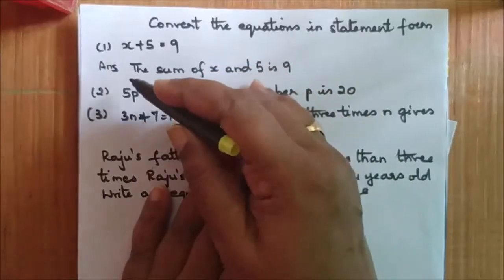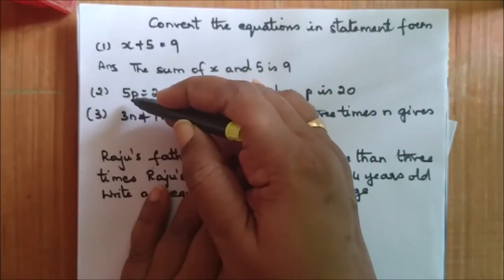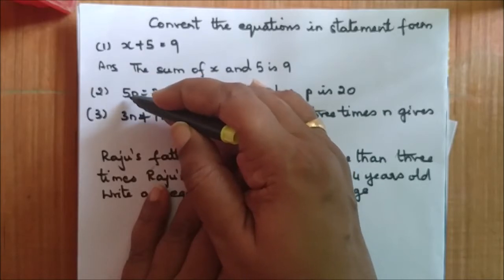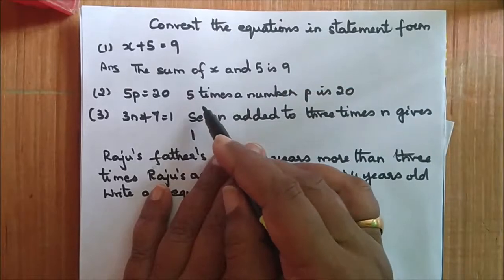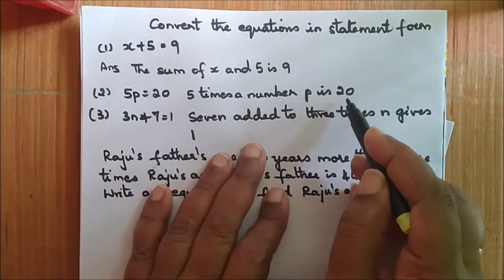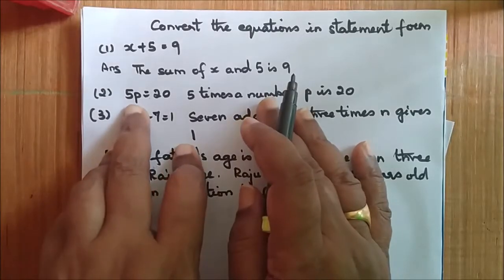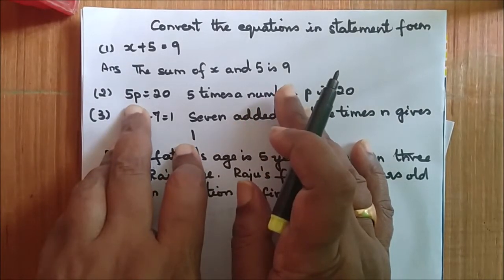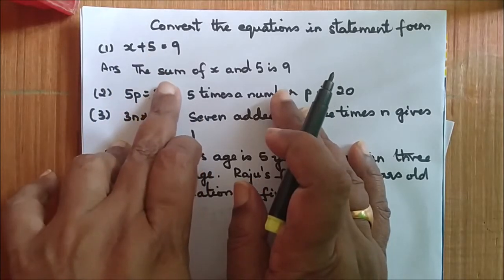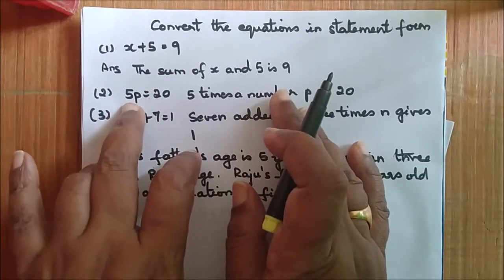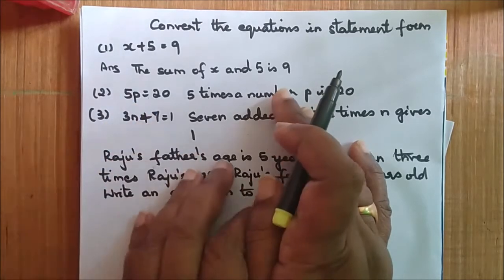The next is 5p = 20. So here multiplication is there. Now how will that be? 5 times p is equal to 20. So, 5 times a number p is 20. I hope you got it. Since there is multiplication, we use the word times. When there is a plus sign, we use the words sum of. If there is multiplication, we use the word times. If you use the word subtract, you have to minus.